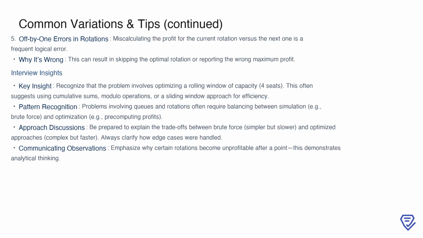From an interview perspective, it's important to recognize the underlying structure of this problem. The optimization revolves around managing a rolling window of capacity, specifically, the 4 seats available in each rotation. Techniques like cumulative sums, modulo operations, or sliding windows are often key to solving this efficiently.